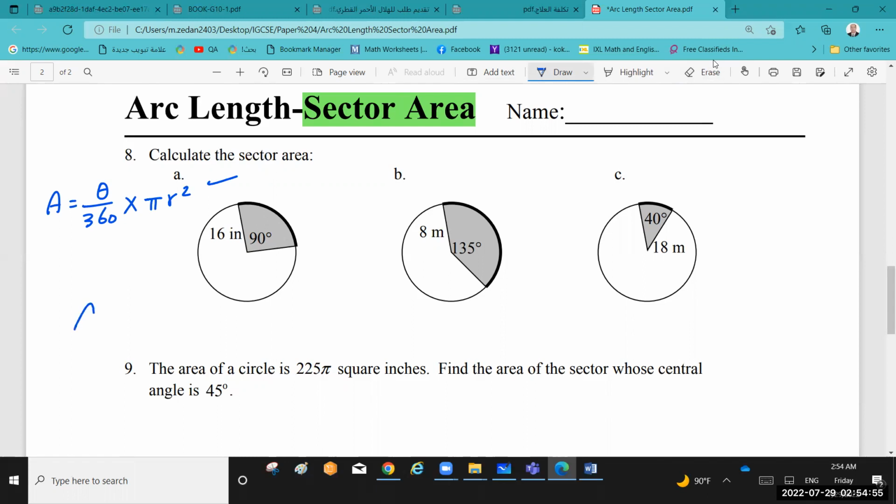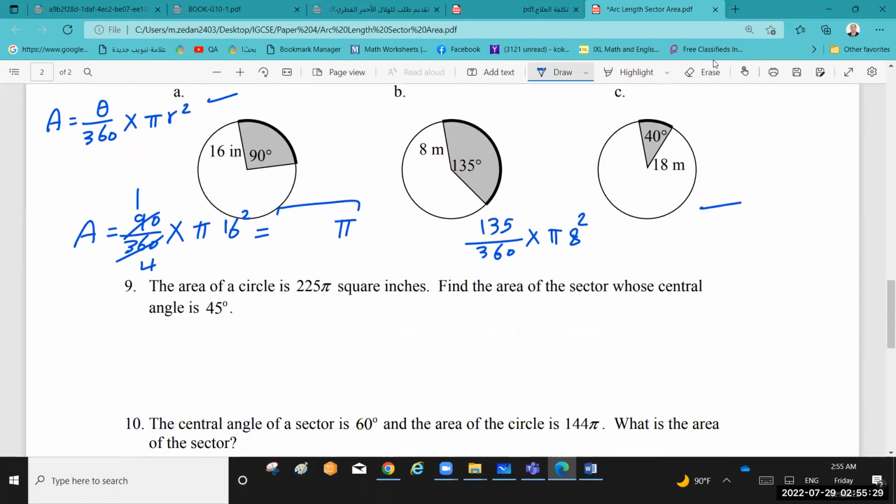So just apply the formula now. The area is 90 over 360, which is 1/4, times pi r squared. The r is 16. Just write 16 squared and use a calculator to solve this part. Easy, very easy. You just leave the answer in terms of pi because it's an exact value. Here, what is the area of the sector? Very easy: 135 over 360 multiplied by pi r squared. The same here.